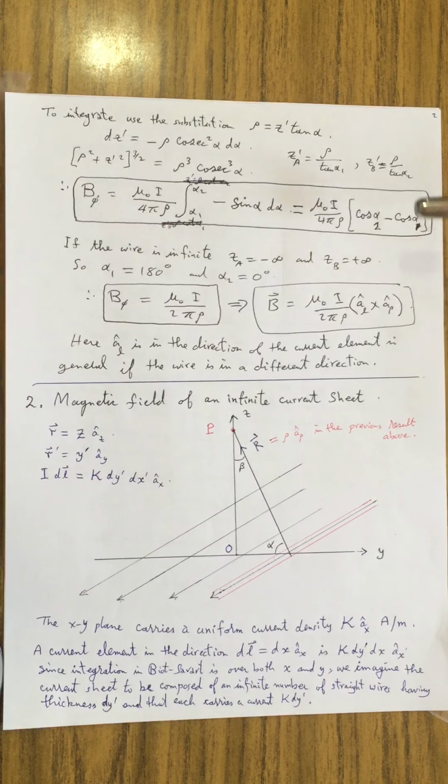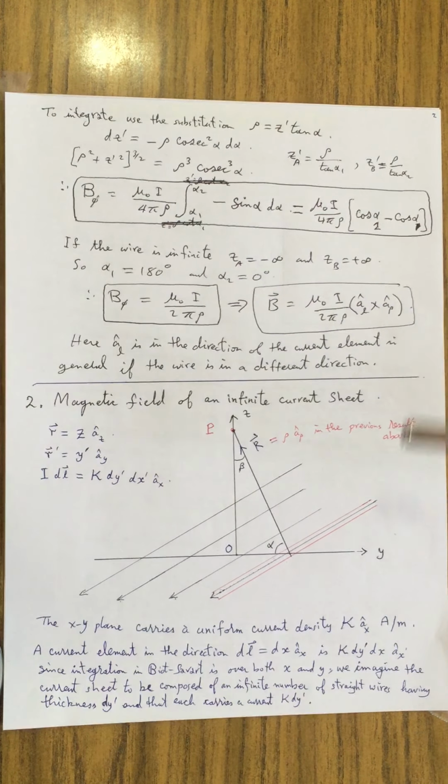In general, if the direction of the current is along a unit vector a_L, the magnetic field is along the perpendicular to a_L and a_ρ, and a_ρ or ρ represents the perpendicular distance from the point to the wire.